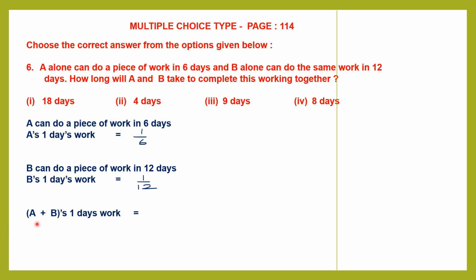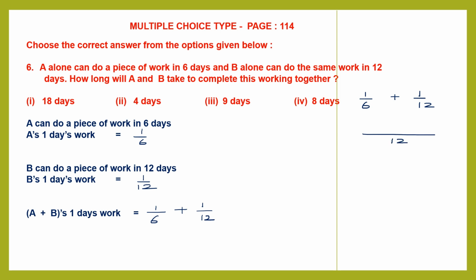So A plus B's 1 day's work. That means this is 1 day's work of A. This is 1 day's work of B. We have to add it up. So 1 by 6 plus 1 by 12. So let's work this out in the working column. Now we know when it is addition of fractions, we have to find the LCM. The LCM here is 12.